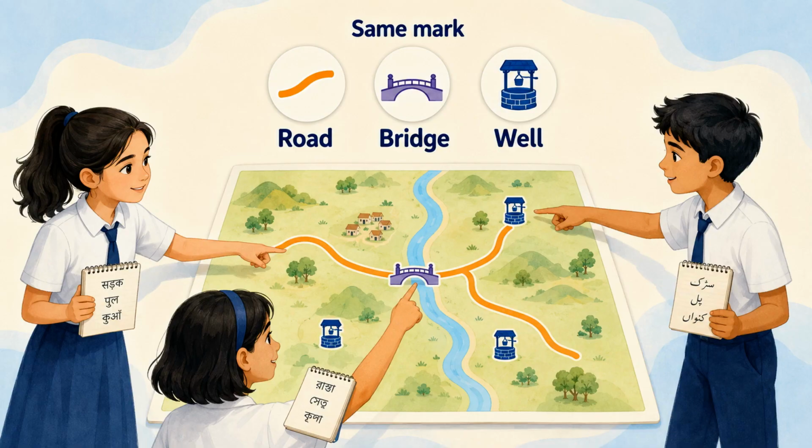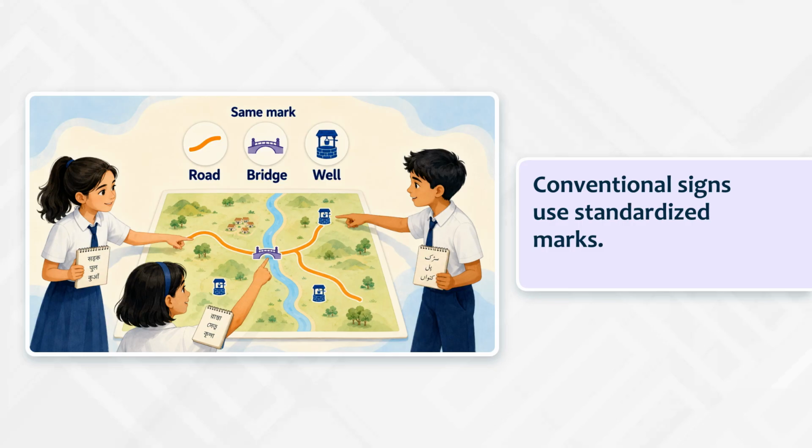A conventional sign is a standard map symbol with an agreed meaning. Because readers learn the same visual meaning, a road, bridge, or well symbol can be understood across languages and regions. The repeated shapes reveal the shared rule. Conventional signs use standardized marks. The agreed forms help different readers understand the same map.